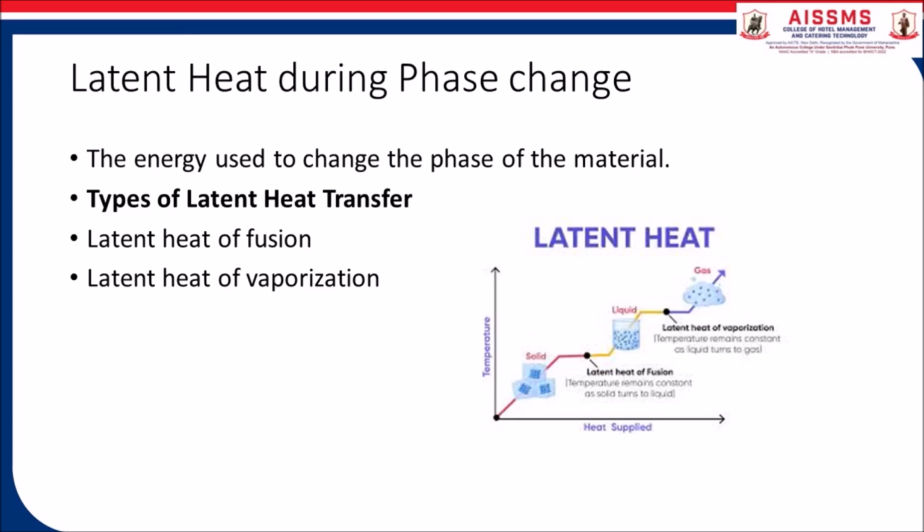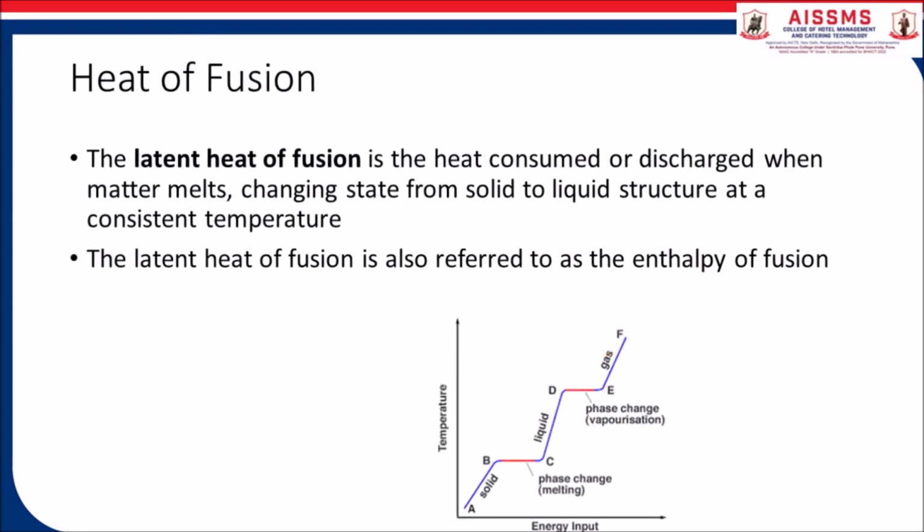Let us discuss some of the different types of heat transfer that can occur. It mainly has two types. One is the latent heat of fusion. The second is the latent heat of vaporization. Now coming to latent heat of fusion. The latent heat of fusion is the heat consumed or discharged when matter melts, changing state from solid to fluid, that is the liquid state, at a consistent temperature.